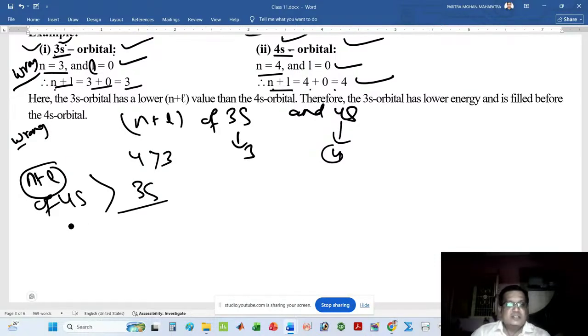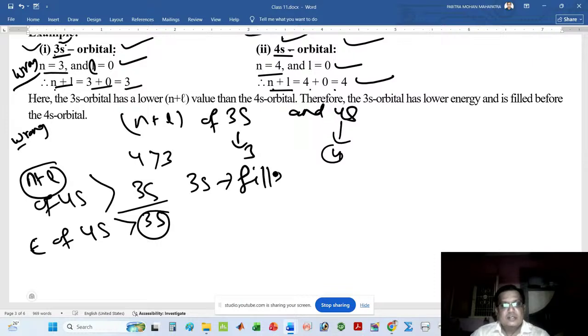Clear? That means the energy of 4s is greater than 3s. That means 3s is filled first. According to this rule, 3s is filled first, then the next electron will go to 4s. At first fill the 3s because it has a low n plus l value and low energy. According to the Aufbau principle, the first rule says that the orbital having a low n plus l value has low energy and will be filled first.